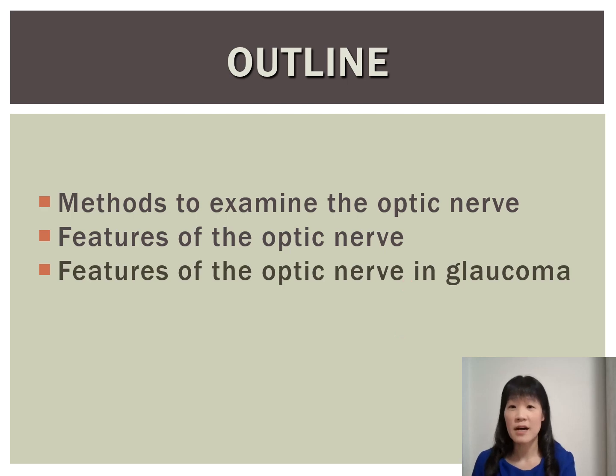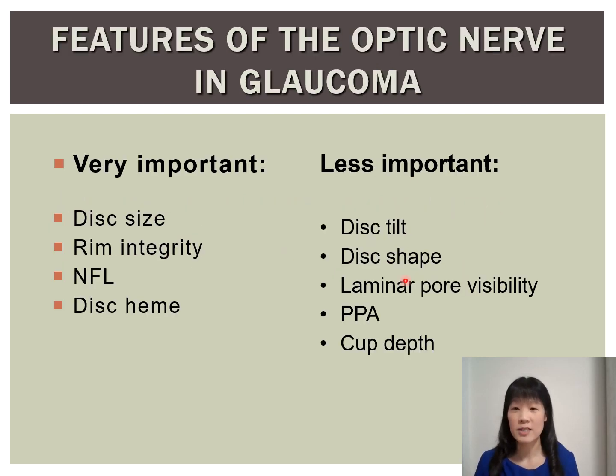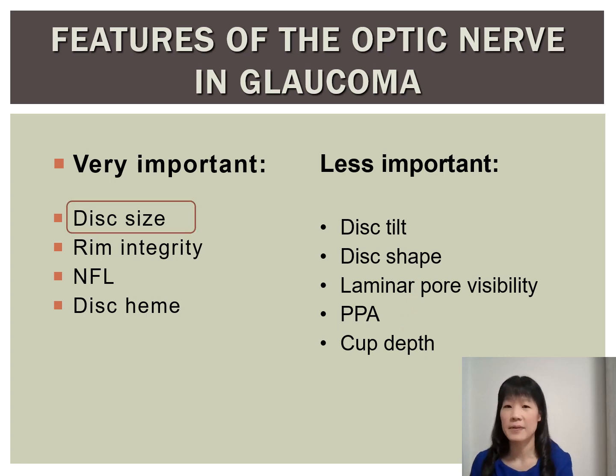So what are the features of the optic nerve in glaucoma? I briefly mentioned the classic feature, which is vertical cupping. But it's important to realize that certain features of the optic nerve are important, such as disc size, which we can measure with a micrometer, rim integrity, which we mentioned, RNFL integrity, and disc hemorrhages. Those are key. If you remember those 4 things, you can understand the glaucomatous optic nerve. Less important, which I'll touch upon, are tilt, shape, laminar visibility, peripapillary atrophy, and cup depth.